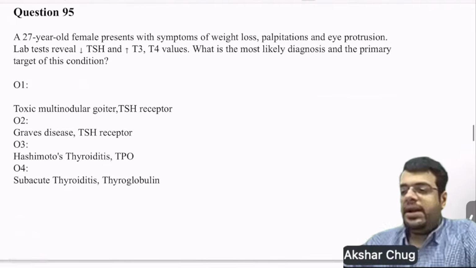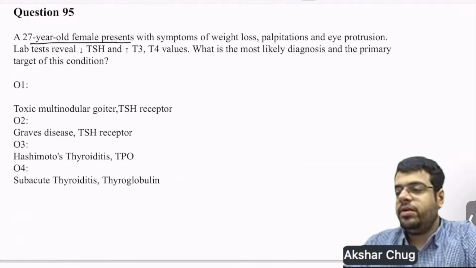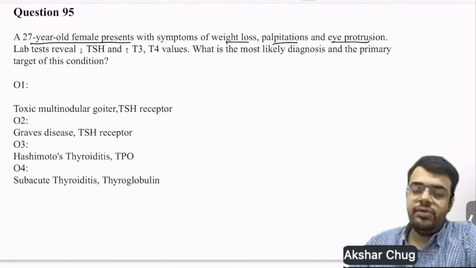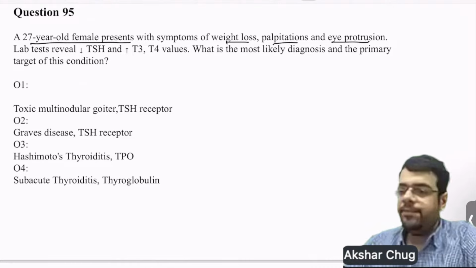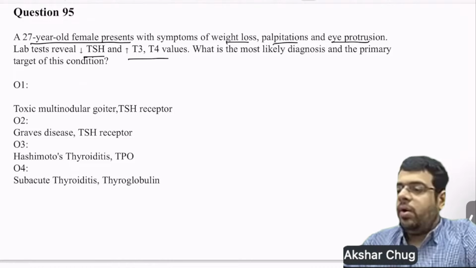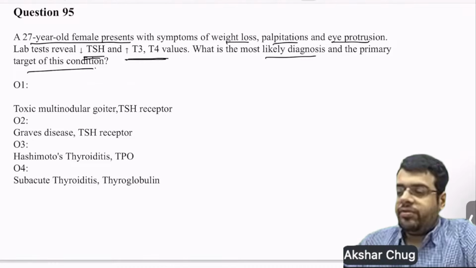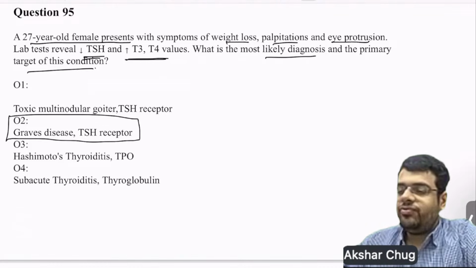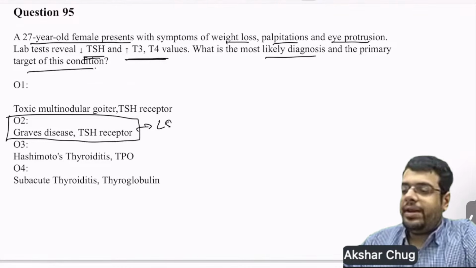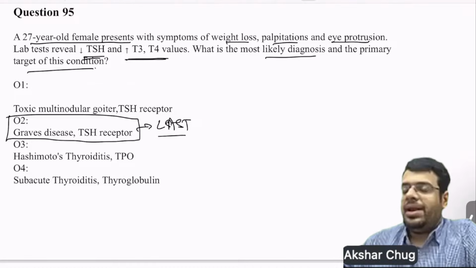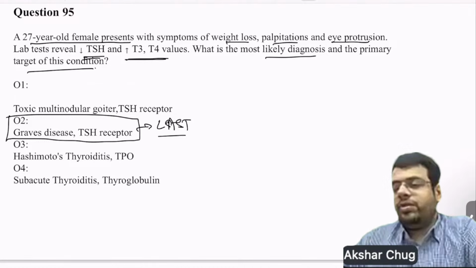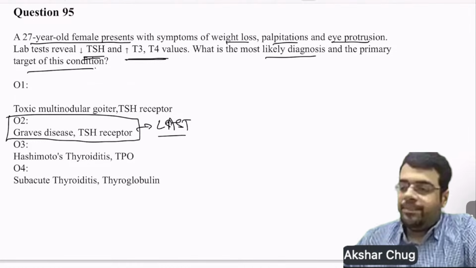Question number 95, a 27-year-old female presents with symptoms of weight loss, palpitation, and eye protrusion. We are thinking in terms of a hyperthyroid condition, maybe Graves. Lab tests reveal reduced TSH and increased T3, T4. What is the most likely diagnosis and primary target of this condition? So yes, low TSH and high T3, T4 suggest it's Graves' disease, and the target is the TSH receptor. We have long-acting thyroid stimulating antibodies against the receptors, which cause the hyperthyroidism.